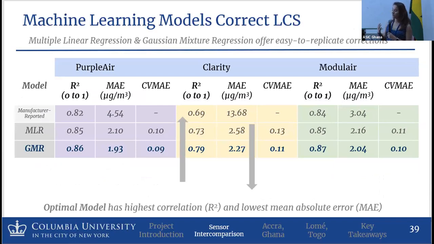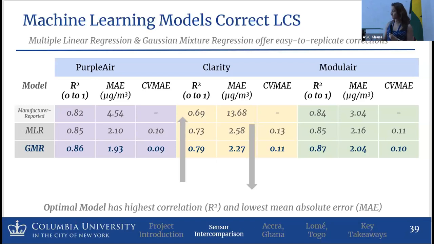We also compared 4 different machine learning models for correcting the low-cost sensors. The first two are multiple linear regression, as we talked about earlier today, as well as Gaussian mixture regression, which a number of folks have been using as well. And the idea is to optimize for R squared. So we want that to be really high, and we want the mean absolute error to be very low. So here I've highlighted where that's happening.